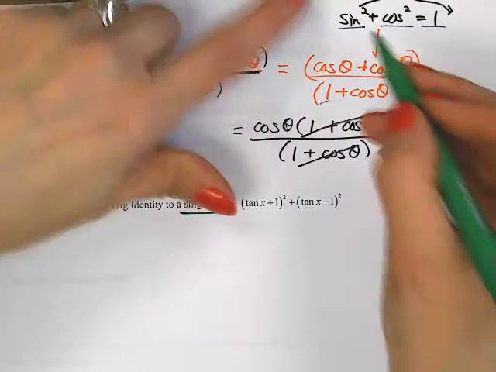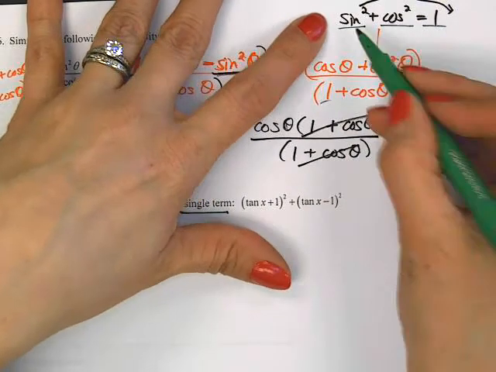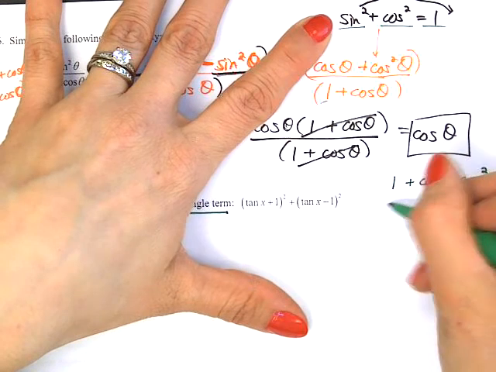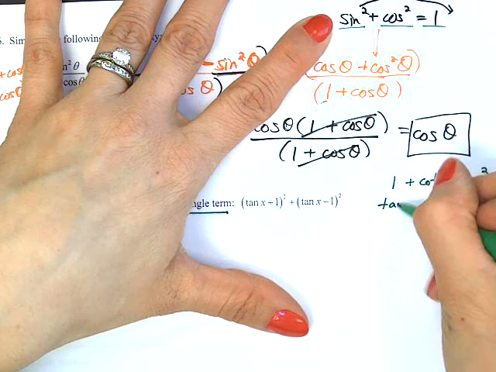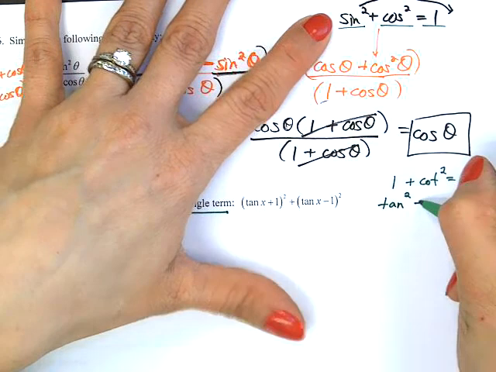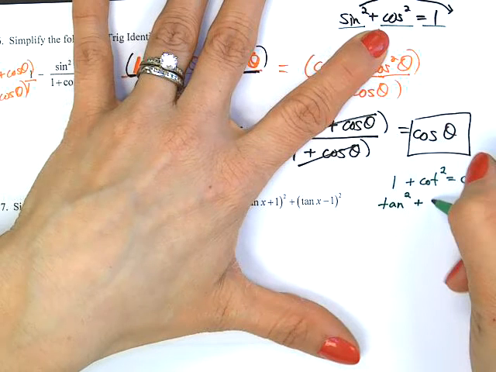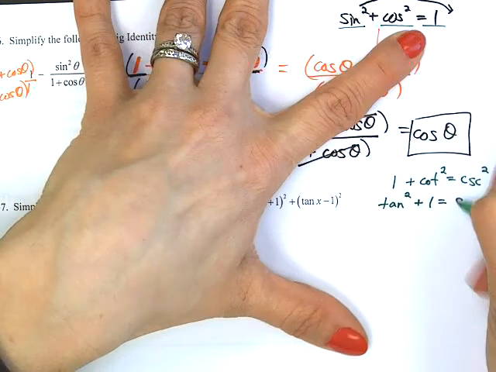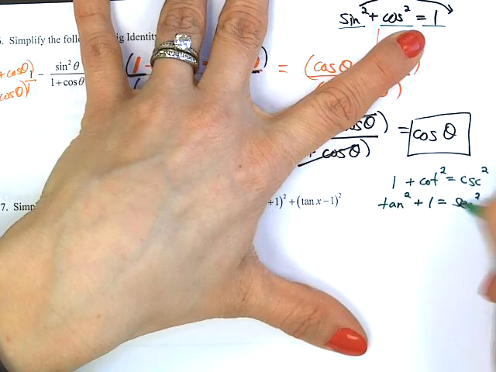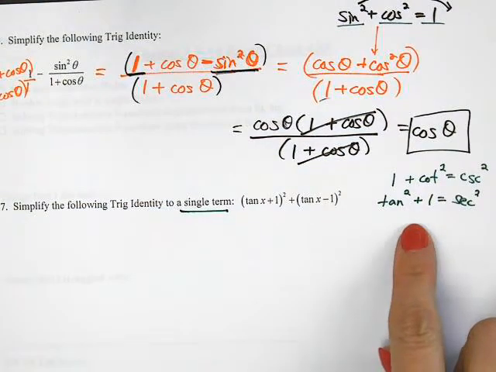Oh, let's go back up to the top and divide them all by cosine squared. Sine squared over cosine squared is tangent squared. Cosine squared divided by cosine squared is 1. And this is going to be secant squared. Okay, I'm thinking this might help me a lot.